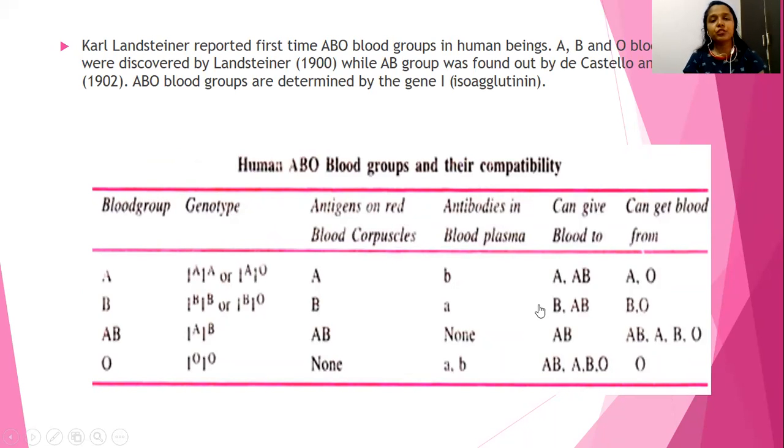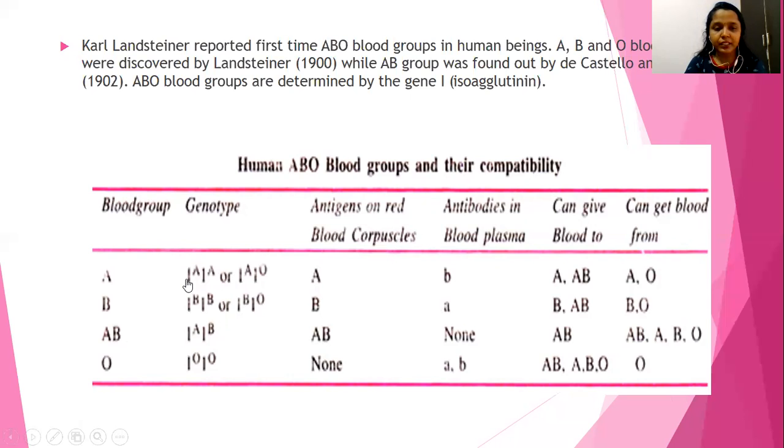So the ABO blood group was first reported by Karl Landsteiner in the year 1900. He found out the A, B and O blood groups, whereas the AB blood group was later found out by Castello and Sturli in the year 1902, and they determined the blood groups by the gene I. I represents the isoagglutinin. So here we can see a chart where we can see the blood groups. As I said, A, B, AB and O blood groups are there, and their genotypes.